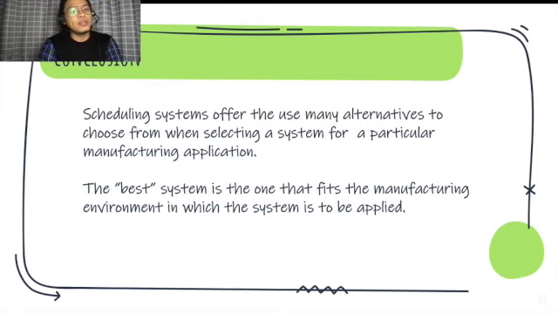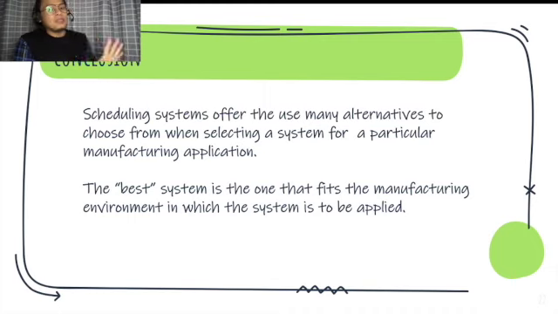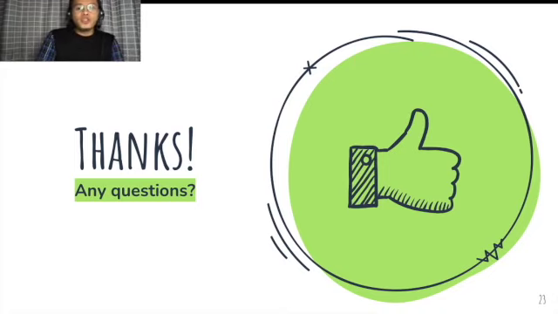In conclusion to this article, scheduling systems offer many alternatives to choose from when selecting a system for a particular manufacturing application. The best system is the one that fits the manufacturing environment in which the system is to be applied. Making that fit requires understanding the scheduling system's logic. As illustrated in this journal, differences do exist between the four systems, and by making those differences clear, our example helps the user select the most appropriate scheduling system logic. I think that would be all for our journal 2.